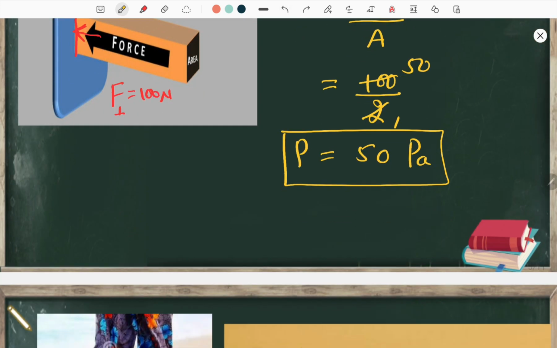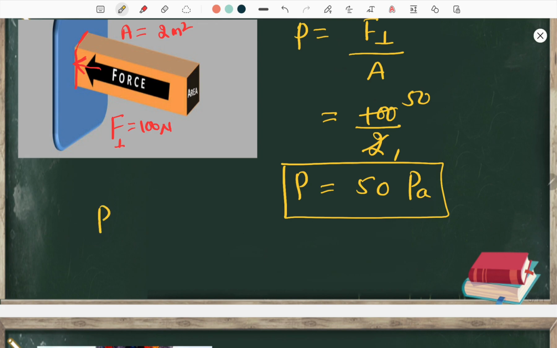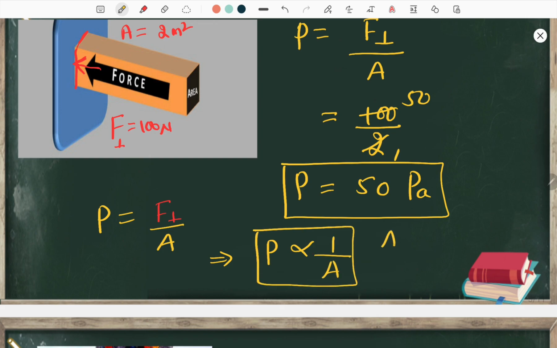Moving forward, now what is this pressure dependent on? Pressure is equal to perpendicular force divided by area, and how much force we apply is in our hand. Okay, how much area is there depends on the object, no? So we can say that this pressure is inversely proportional to area. If you are increasing the area, the pressure will decrease. And if you are decreasing the area, the pressure will increase. Look at this, what is the meaning of inversely proportional? If you are increasing this, the pressure should decrease. If you are decreasing this, the pressure should increase.